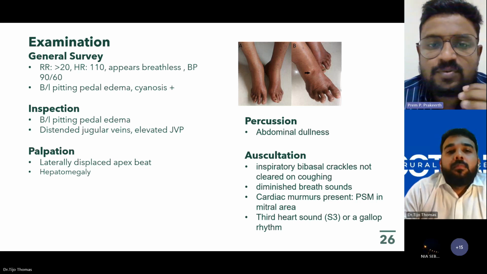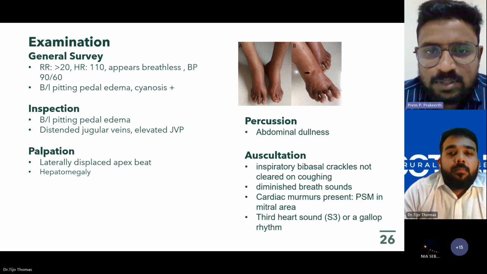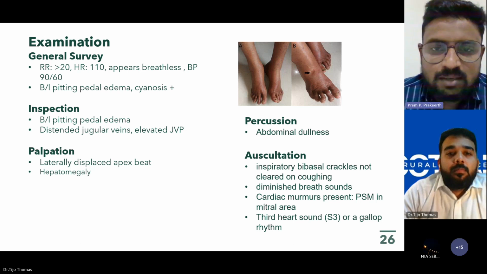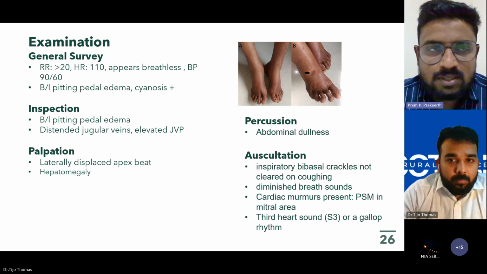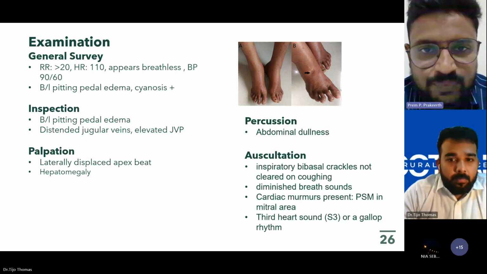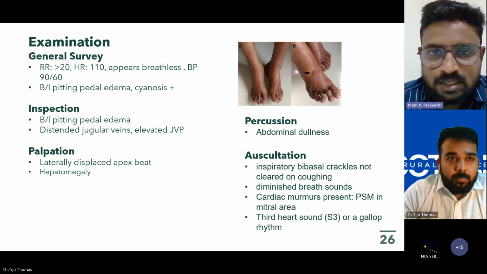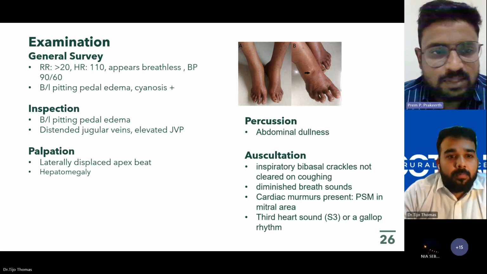Along with that, if you have an S3 gallop rhythm with bilateral basal crepitations and such a history, you don't need an echo to diagnose, or at least to start treatment. So you can start treatment in your setup itself, and you can refer the patient to a higher center. Okay.